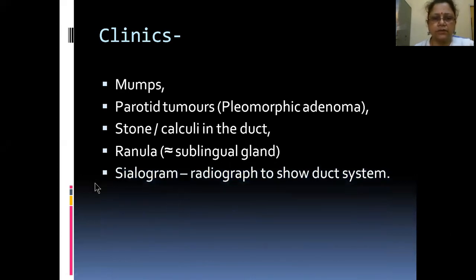So next, the X-ray for seeing, especially done for tumor and stone and calculi of the salivary gland, is called sialogram. Okay, sialogram. Radiograph will show the duct system mostly, if there is any blockage or anything else happening.